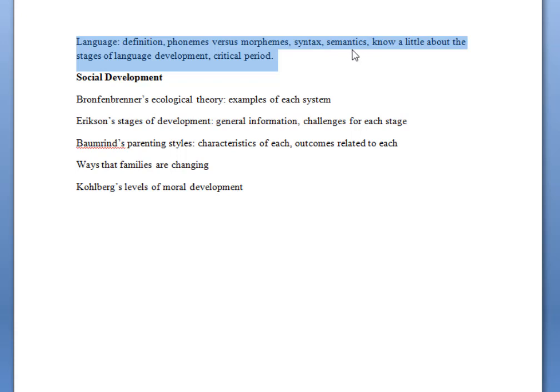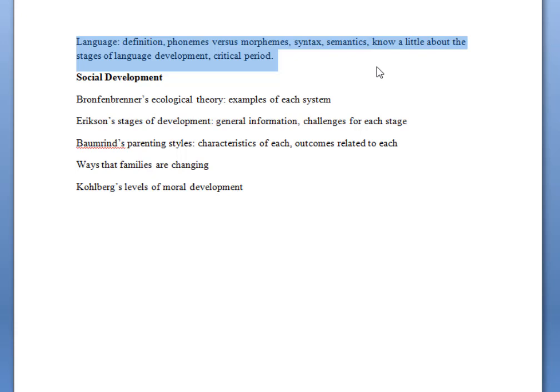So when you're studying a foreign language, a language that you're not familiar with, there's a lot to learn. It's not just the vocabulary. It's making sure that you understand the order that the words should go in, for example, making the sentences grammatically correct. And then also we talked a little bit about the stages of language development.